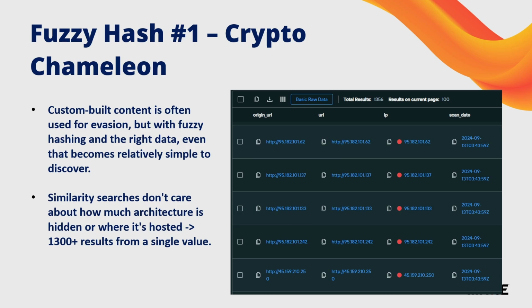Right here, we've got just over 1,300 different results. And again, it doesn't matter where it's hidden, where it's hosted. This is across the entire internet. That's the data set that we provide. The similarity search will catch it. And crucially, if you're scanning frequently enough, which we are, you will catch this infrastructure the moment it goes live, or the moment that it's registered, or the moment that they've parked it. Whatever it is, we will find it, and we will show you how to block it, or provide you the data to block it.